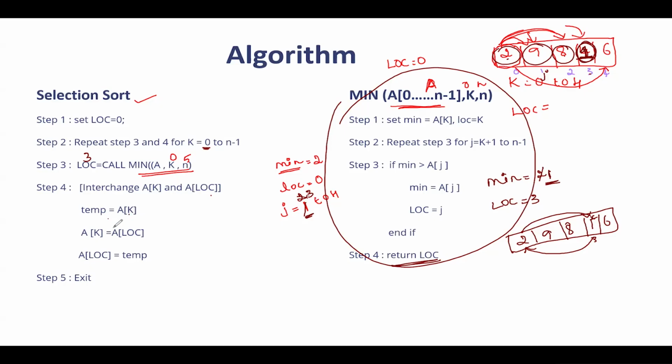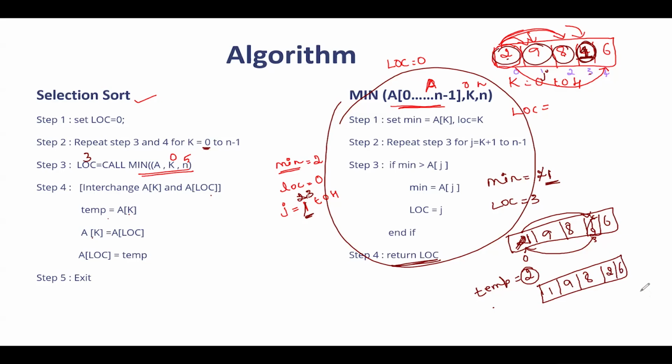So temporary is equal to a of k, a of k is equal to a of location. This we have already discussed. I am taking a temporary variable where I am storing the value of a of k, which is 2. Then at a of k, I am going to store the value of a of location, which is 1. And then whatever is there in the temporary, I am going to store over here. This is how the exchange code works. So as you can see, after the exchange, this is my new array.